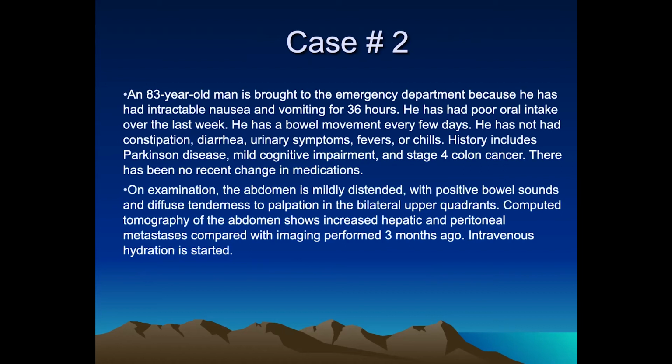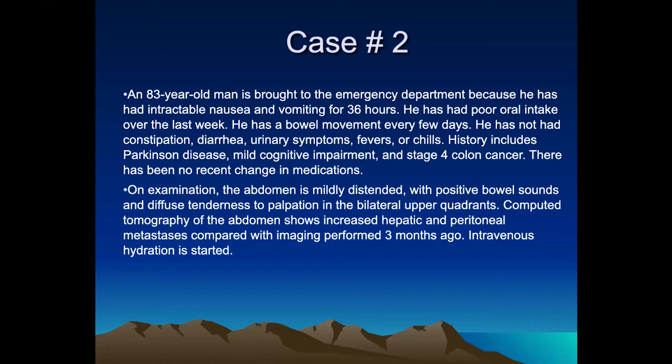On exam, the abdomen is mildly distended with positive bowel sounds and diffuse tenderness to palpation in the bilateral upper quadrants. A CAT scan of the abdomen shows increased hepatic and peritoneal metastases compared with imaging performed 3 months ago. Intravenous hydration is started. So basically, the patient had intractable nausea and vomiting.